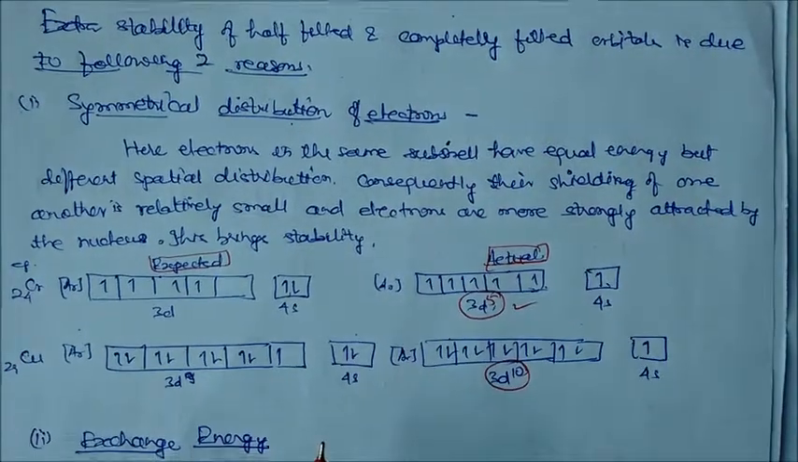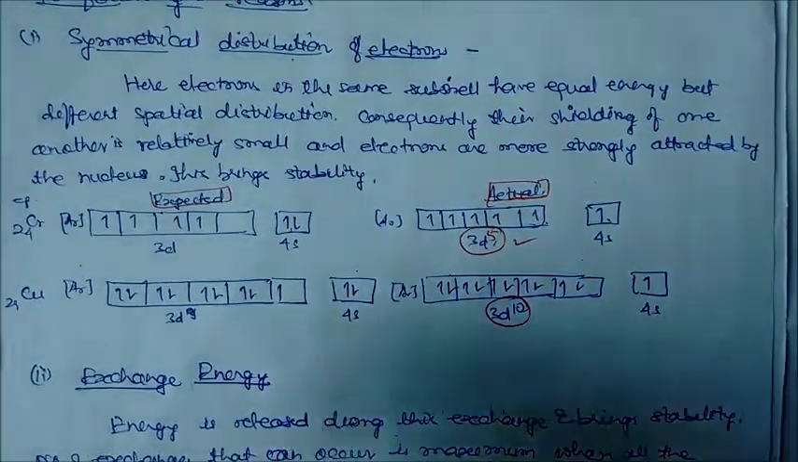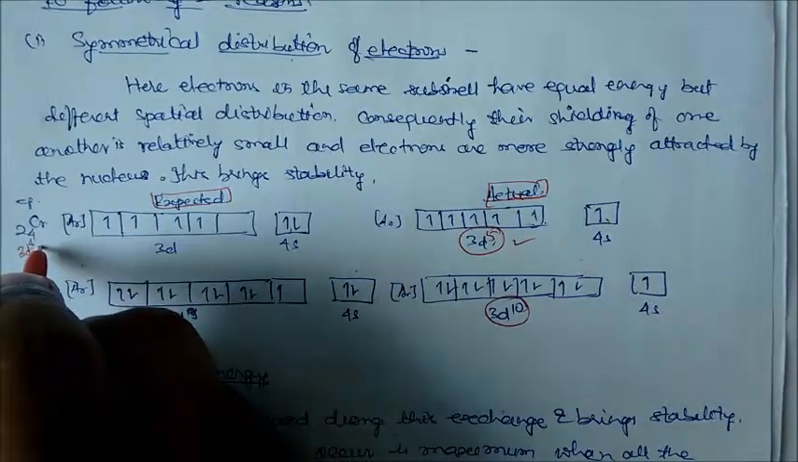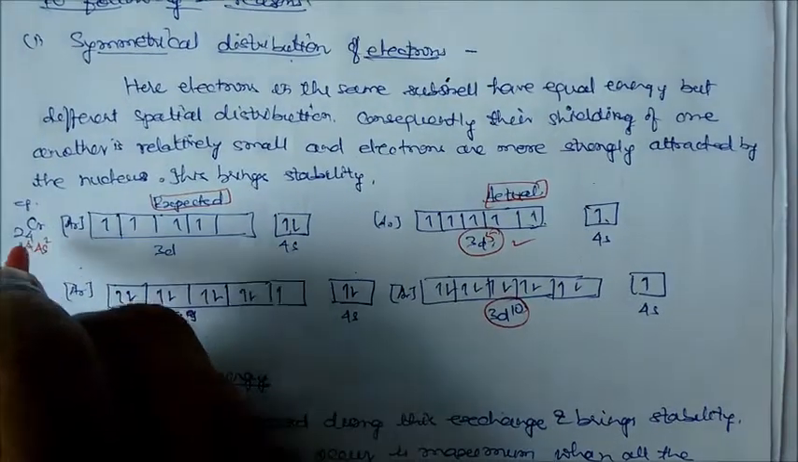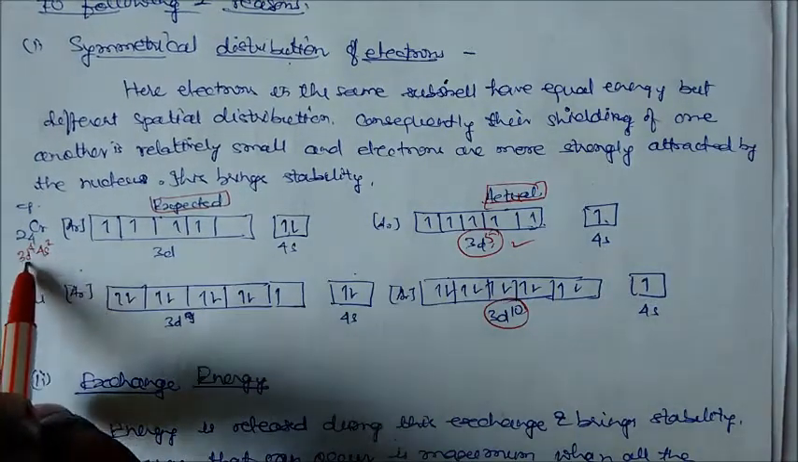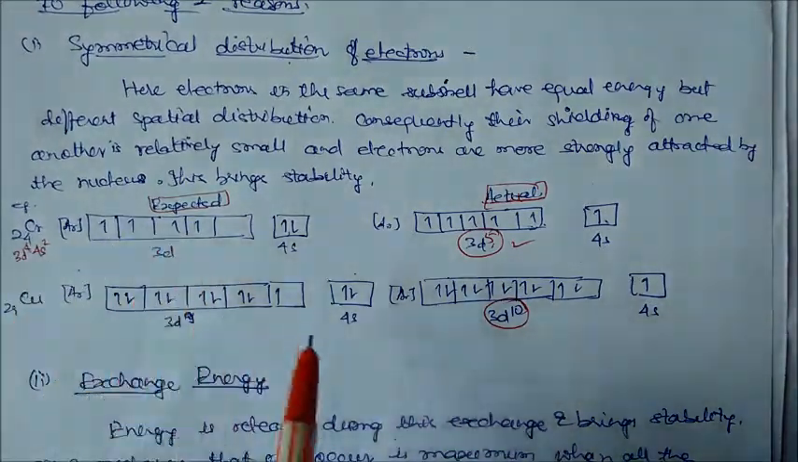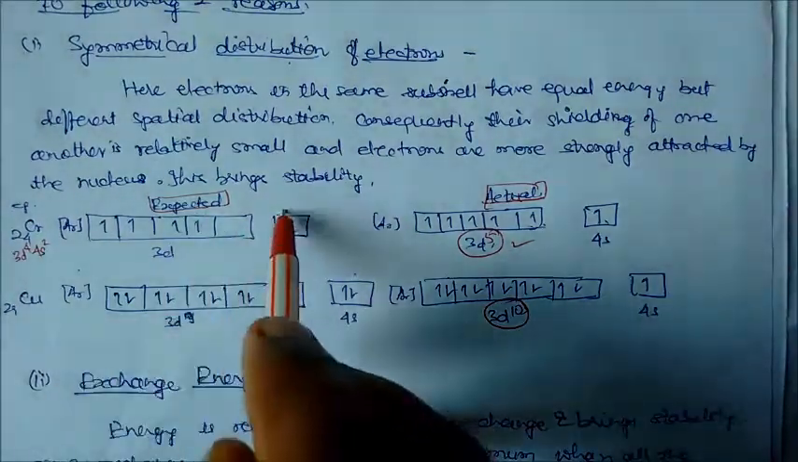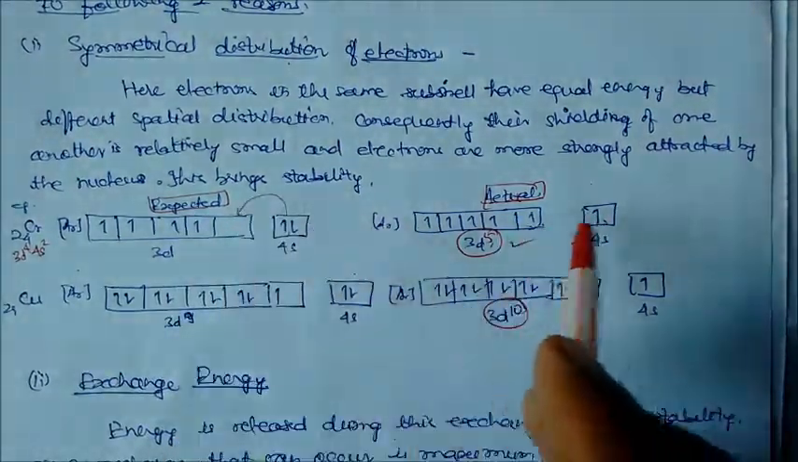In chromium, the expected configuration is 3d4 and 4s2, because the atomic number is 24. So this will be 20, this is 24. This is expected, but we are getting it like this: one electron is shifting from here to here.